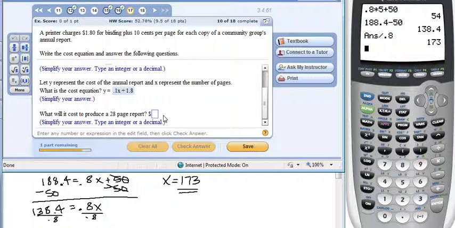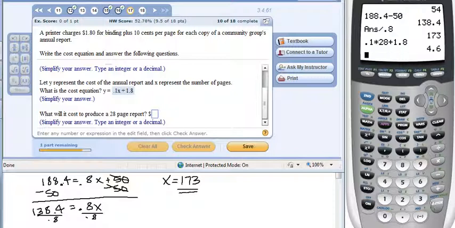And then what will it cost to produce 28 pages? Well, the pages goes right here. So I'll use my calculator, 0.1 times 28 plus 1.8. It's going to cost me $4.60.